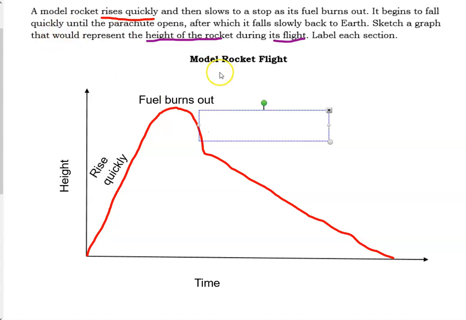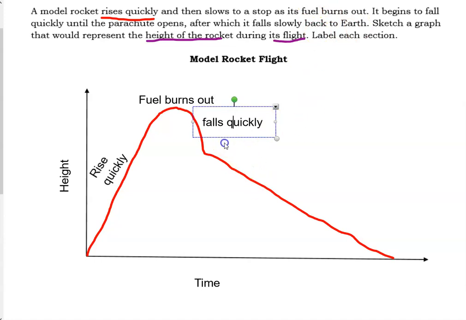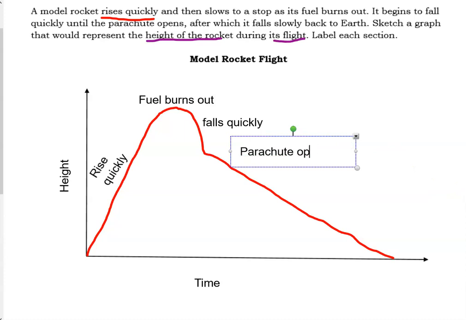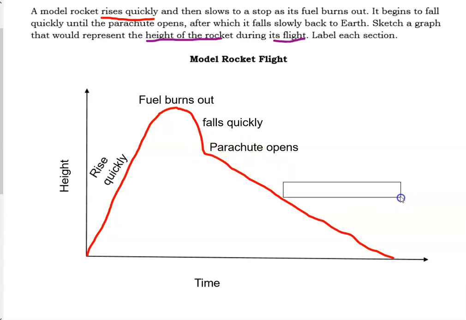And then it says it falls quickly. That's what's happening at that point, when we're going back down very quickly. And then the next part is the parachute opens. So the parachute is going to open right where the rocket starts to fall quickly and then starts to fall slowly. So right at that little crook in the rocket's path is where we're going to say that the parachute opens. And then finally, the rocket is going to fall slowly back to the earth.